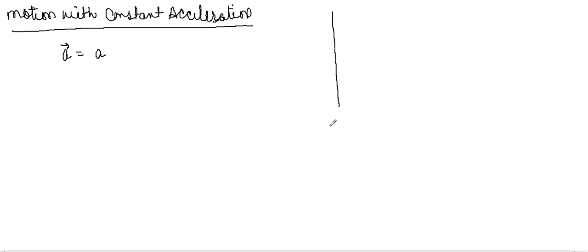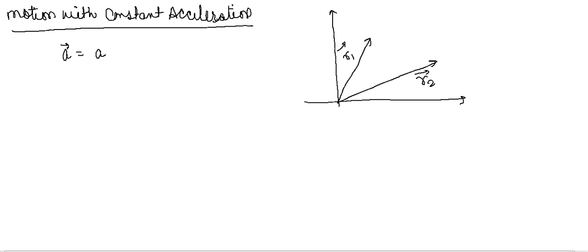Suppose a body is moving from one point with position vector r1 to another point with position vector r2. This will be its path, this is P and this is Q. Its displacement will be r2 minus r1. At point P its velocity is u, and at point Q its velocity is v, and the total time taken is t. So we will have three equations to calculate the parameters.